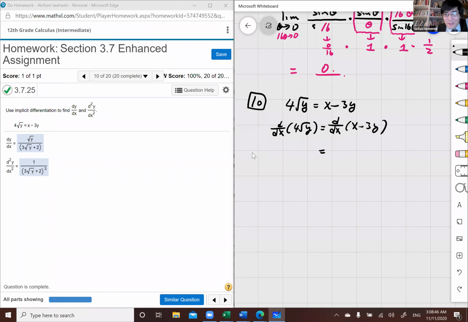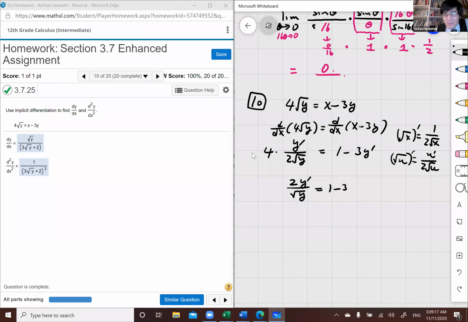The right side is easy, 1 minus 3 times y dash. And the left side, remember, the derivative of square root of x, just memorize this. And if you have a u here, you want to have it multiplied by u dash, so it's going to be like this. So this will be 1 over 2 square root of y times y dash, okay? So it's going to be y dash over 2 square root of y is equal to 1 minus 3y dash.